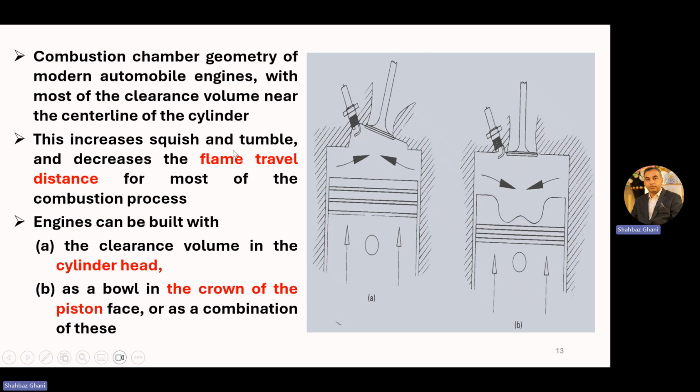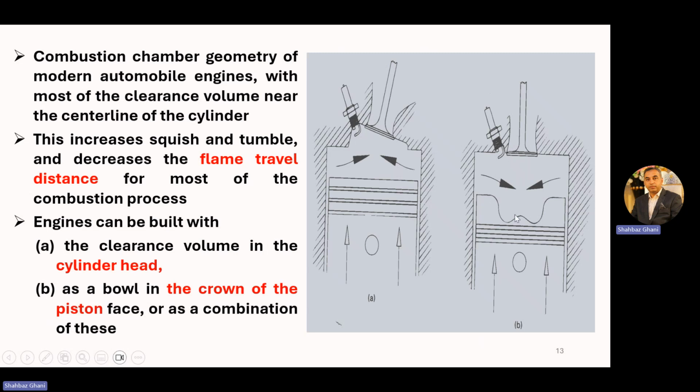This increases squish and tumble and decreases the flame travel distance for most of the combustion process. So this increase in clearance near the center line decreases the flame travel distance for most of the combustion process. Engines can be built with the clearance volume in the cylinder head, or as a bowl in the crown of the piston face, or as a combination of these.